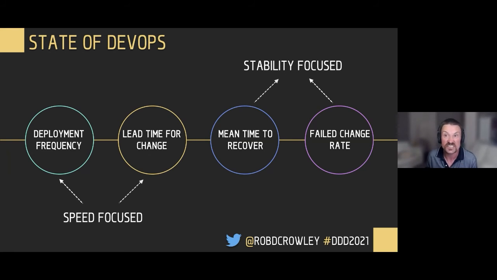They're really about speed or productivity, about going faster. And then we have mean time to recover and fail change rate, which are really about stability. And we can use this to drive balanced behavior within our teams.